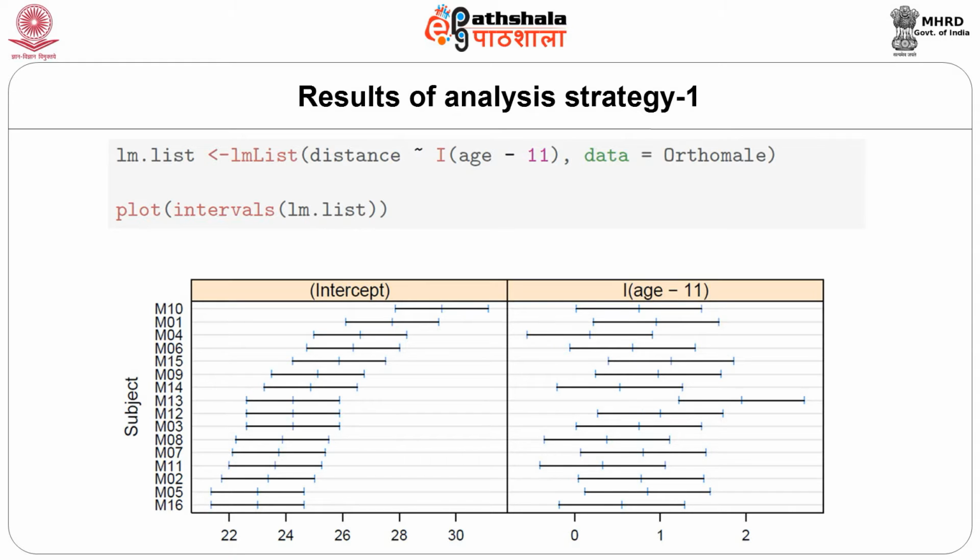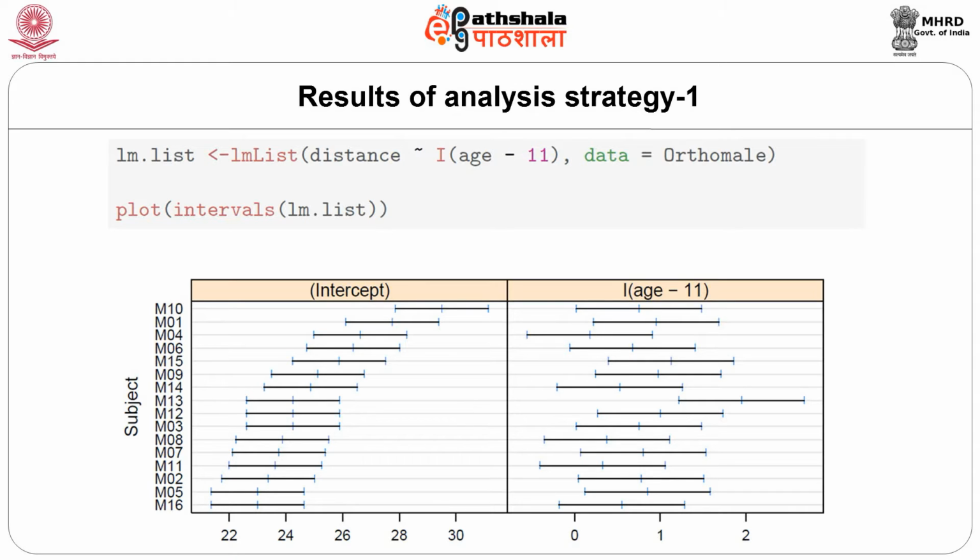And the moment we use plot intervals lm.list, so lm.list is the object we created where the lm list objects or the 16 regression equations are stored. It gives me the intercept and the slope for each of the 16 males. Now, what do we find here?